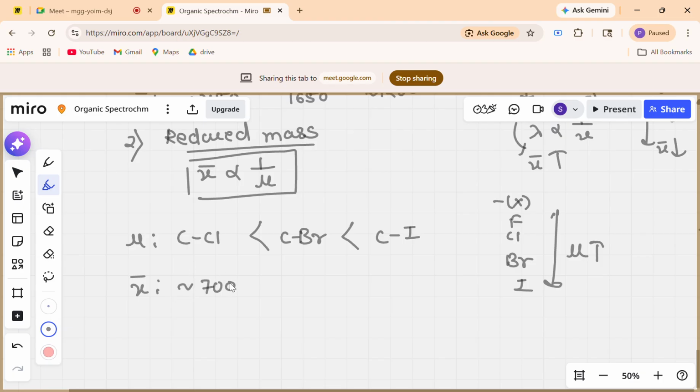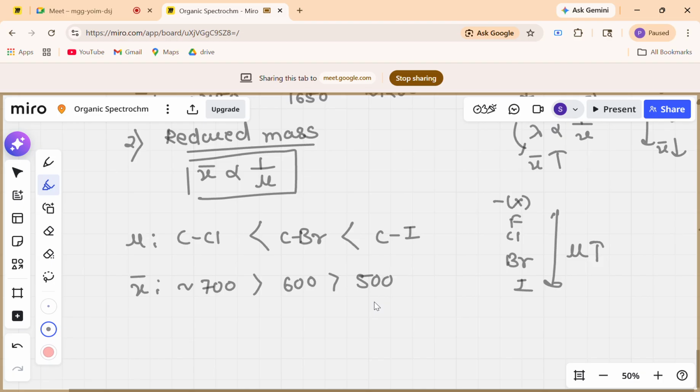So if we talk about the stretching frequency, we can conclude the order from the formula. No need to remember the values, just understand how the order changes, or how the factors are affecting it. Even if you don't remember the absolute mathematical figures, that's completely fine.